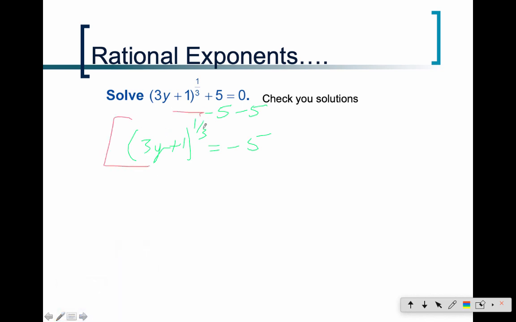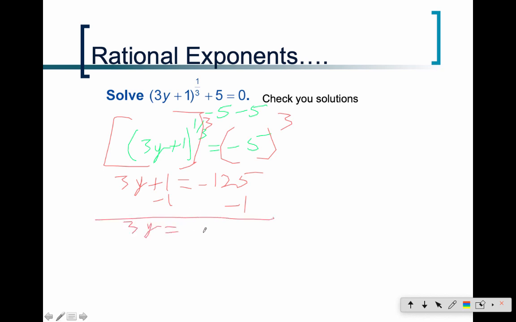I'm taking both sides to the third and to the third, and we are allowed to have a cube root of a negative, so we're fine here. And again, when we check our work, we'll see if anything went wrong. And I get negative 125 minus 1, minus 1, 3y equals negative 126. Oh no, grab your calculator. Y equals, oh, it's negative. Negative 42. I get negative 42. Check your work.